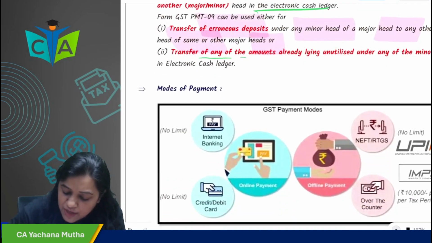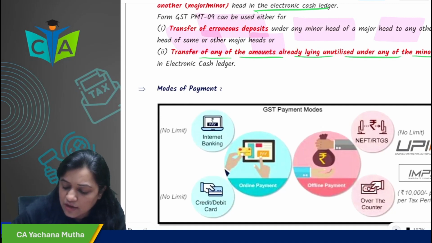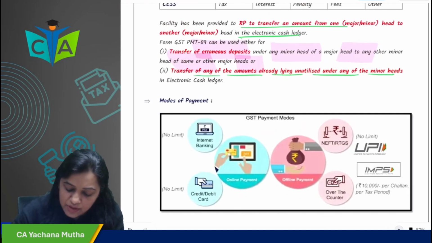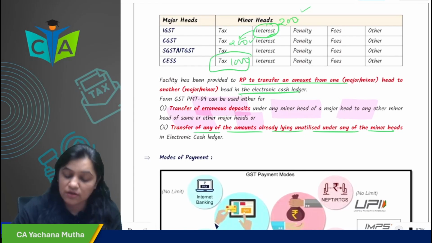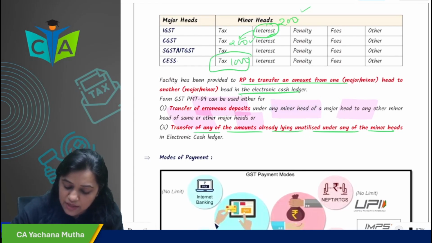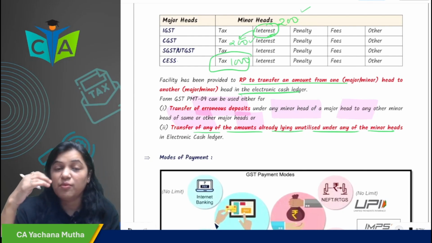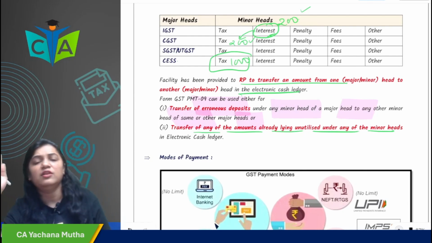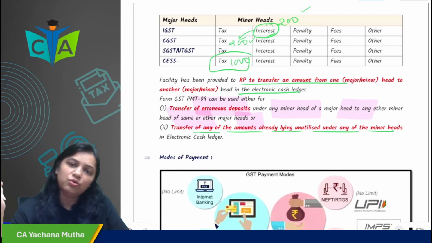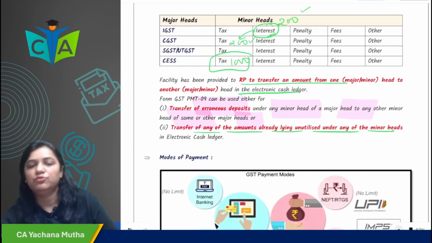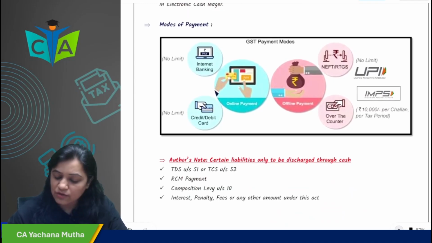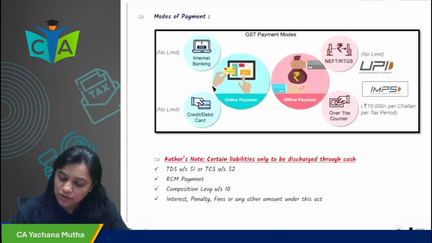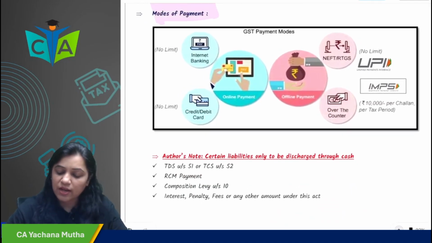Or second, transfer of any amount already lying unutilized under any of the minor heads. For example, there is 1000 rupees kept under the minor head tax of the major head cess. So this amount is kept unutilized, and I want to transfer it. Yes, I can transfer it. So due to an erroneous deposit or an unutilized amount, I can definitely transfer it, and then only can I use it. Okay. What are the modes of payment? How can I make the payment?